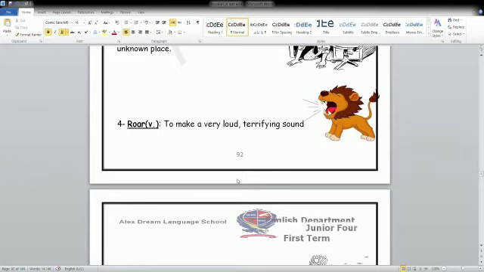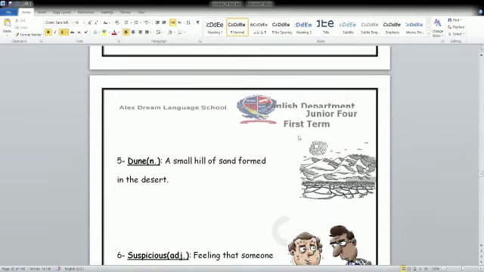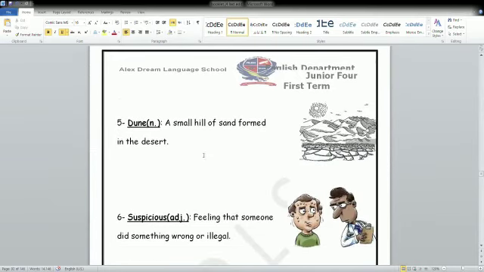Then we have roar. It means to make a very loud, terrifying sound. Here, as you see, the lion gave a loud roar. The word dune, it's a noun. It means small hills of sand formed in the desert, like this in the picture. It's dunes. We can find dunes in the desert.